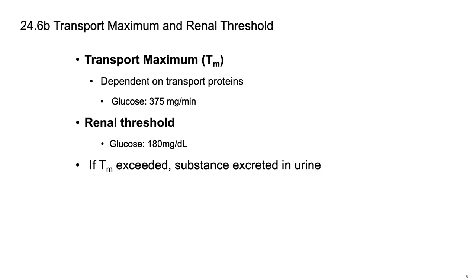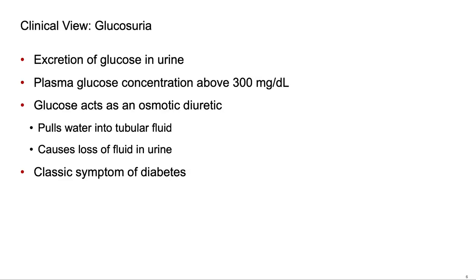And if you have too much of it in the filtrate, it's going to be more than what the transport proteins can handle. So some of it will get reabsorbed, right? Some of it will be brought back into the blood, but not all of it. So you will be unable to reabsorb all the glucose, right? And that amount that you don't absorb, what do you think happens to it? Well, it's going to end up in the urine, right?